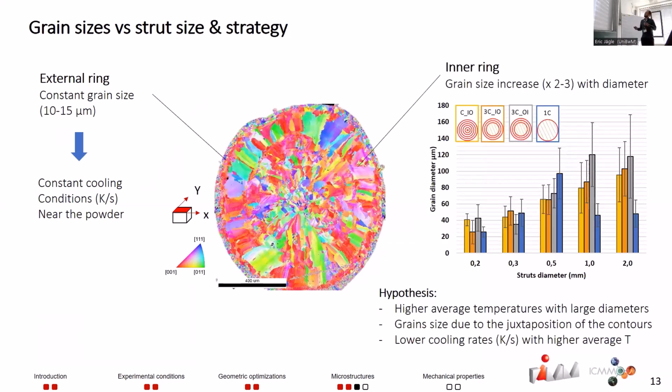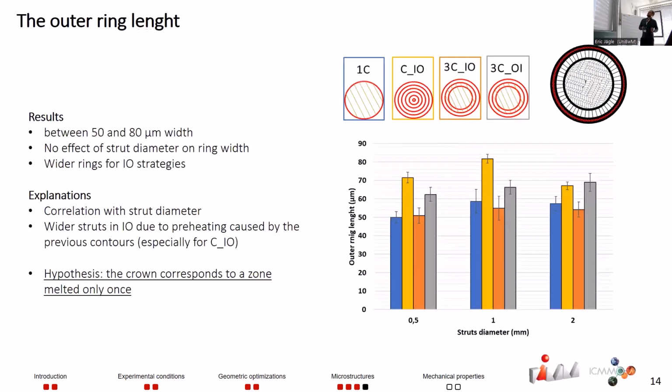We can see that with the biggest struts, the grains become bigger in diameter. As you can see here, it makes us understand that the grain size is due to the juxtaposition of the contours. And also with the biggest struts, the average temperature in our cylinders is higher, and so it makes bigger grains.